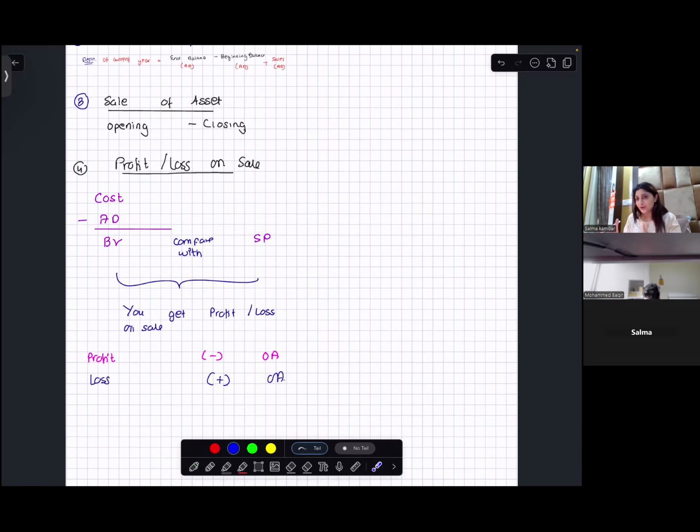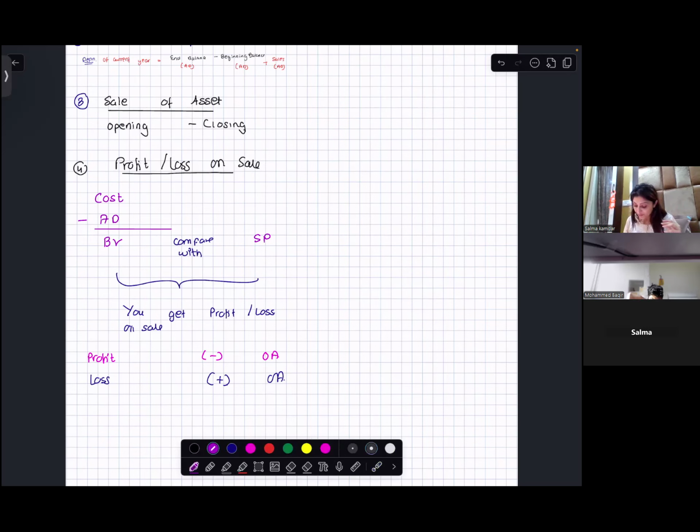For profit or loss on sale of asset, what do you prepare? You prepare this working note, where you do cost minus accumulated depreciation, which gives you the book value. Book value is compared with the selling price. If book value is more and selling price is less, then you have a loss. If book value is less and selling price is more, then you have a profit.